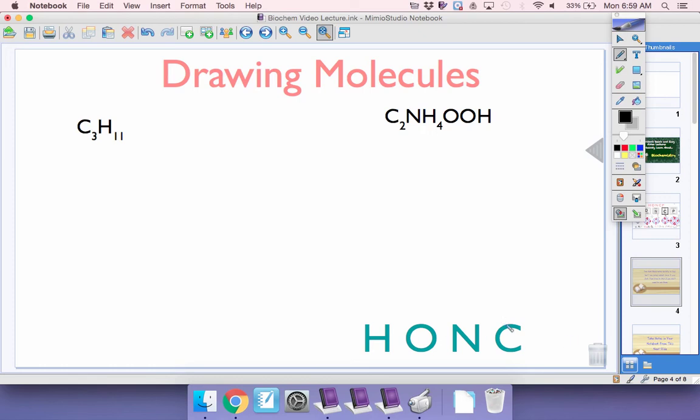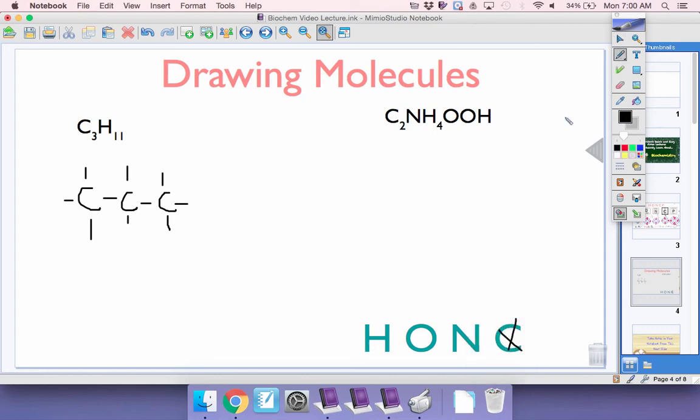When I'm drawing molecules, I use my HONC as a reference, and I always start backwards with the most bonds to the least. So I'm going to start with carbon because carbon makes 4 bonds. And I ask myself, how many carbons does my molecule have? This molecule has 3 carbons. And so I'm going to start by drawing my carbons. First carbon, carbon makes 4 bonds, so I've drawn 4 bonds. Second carbon, this carbon already has 1, 2, 3, 4 bonds. Third carbon, 1, 2, 3, 4 bonds. Now I'm done with carbon.